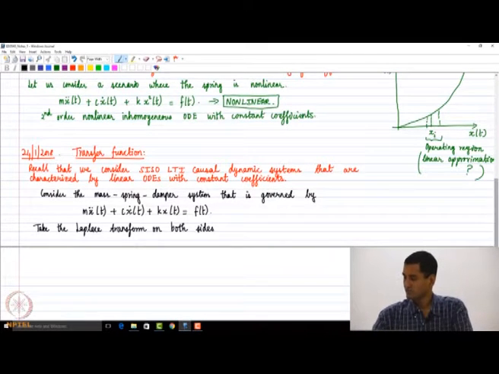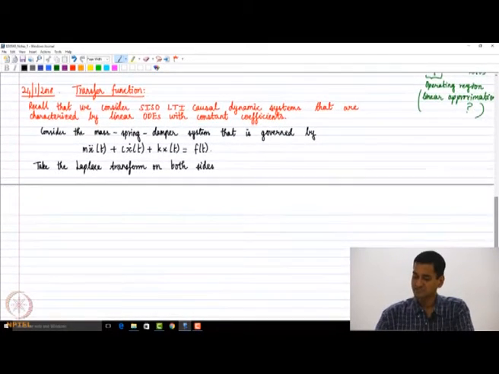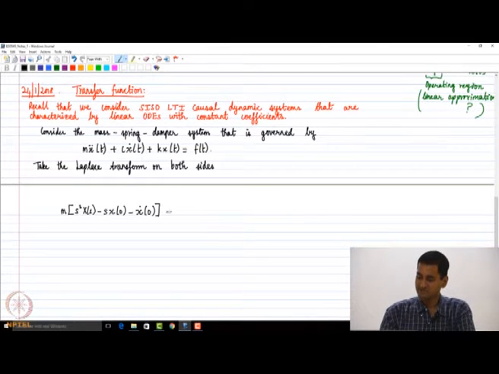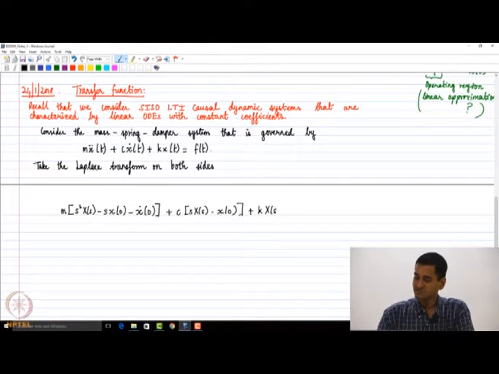Okay, so what happens if I take the Laplace transform on both sides? We are going to get m times, what is the Laplace transform of the second derivative? We are going to get s squared times X of s, right? Minus s times x of 0 minus x dot of 0. That is the Laplace transform of the second derivative, plus c times s times X of s minus x of 0, that is the Laplace transform of the first derivative, plus k times X of s, which is going to be equal to F of s, right? So that's what we are going to have.